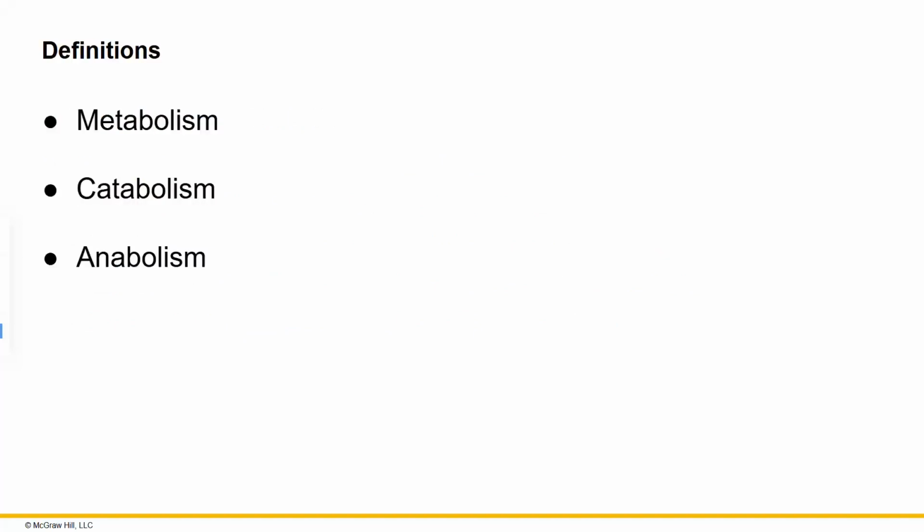So some definitions. Metabolism is the sum of all of the chemical reactions in an organism. Catabolism is when you take larger substances and break them down into smaller substances. So when we talked about the digestive system and how digestive enzymes break substances down into their building blocks, that's catabolism. So when we take something like starch and break it down to glucose, starch is a polysaccharide, glucose is a monosaccharide, that would be catabolism.